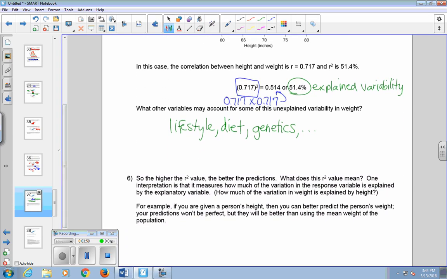Okay, so number 6, the higher the r squared value, the better the predictions. What does this r squared value mean? One interpretation is that it measures how much of the variation in the response variable is explained by the explanatory variable. How much of the variation in weight is explained by height. And that's our explained variability that we were looking at earlier. So for example, if you're given a person's height, then you can better predict the person's weight. Again, your predictions aren't going to be perfect, but they will be better than using the mean weight of the population.